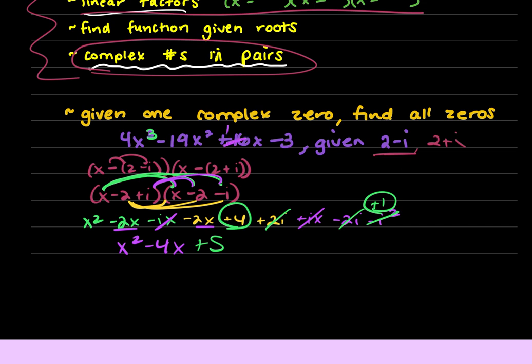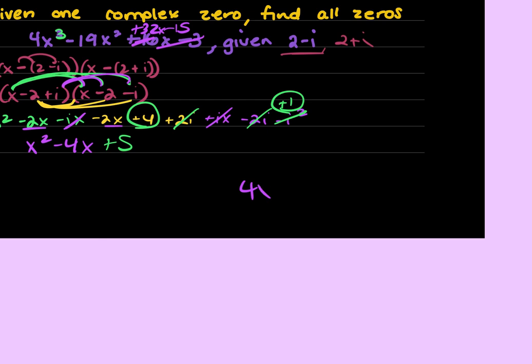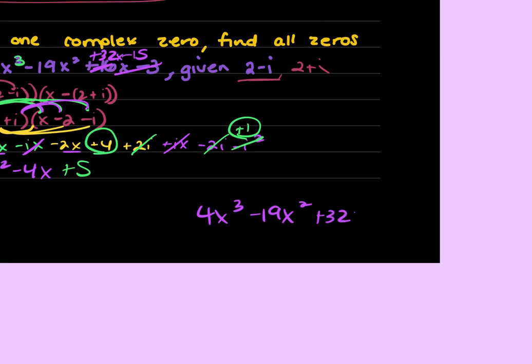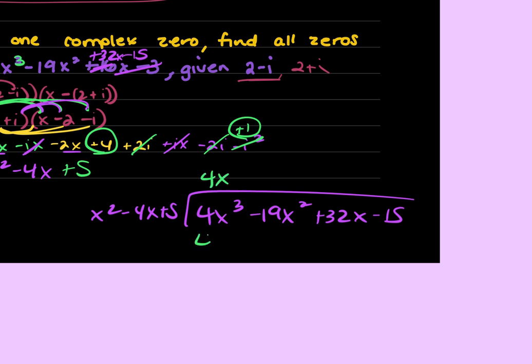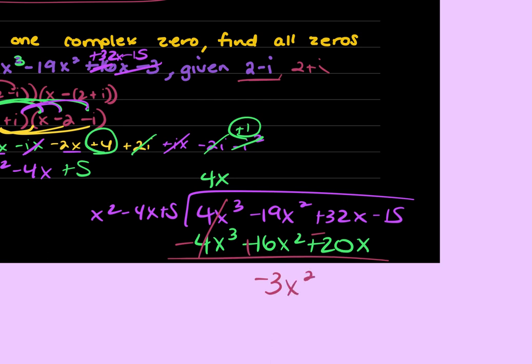Okay, this is corrected. This should be 32x minus 15. So now you have to divide 4x to the third minus 19x squared plus 32x minus 15 by x squared minus 4x plus 5. So I'd have to multiply by 4x. Change your signs. Cancels. Negative 3x squared plus 12x minus 15. I'd have to multiply by negative 3.